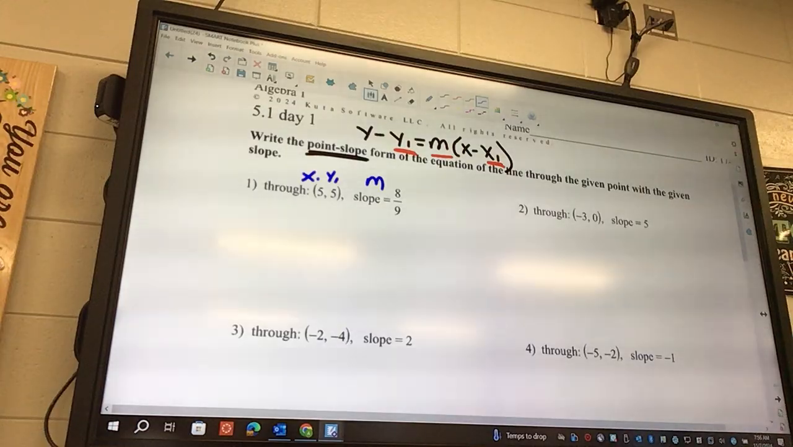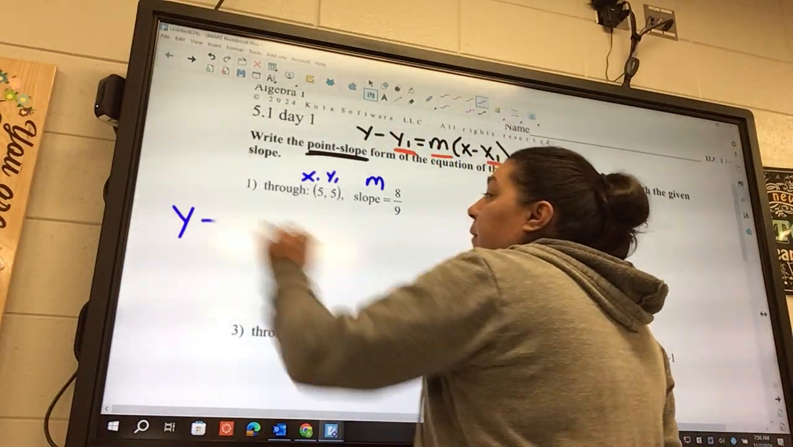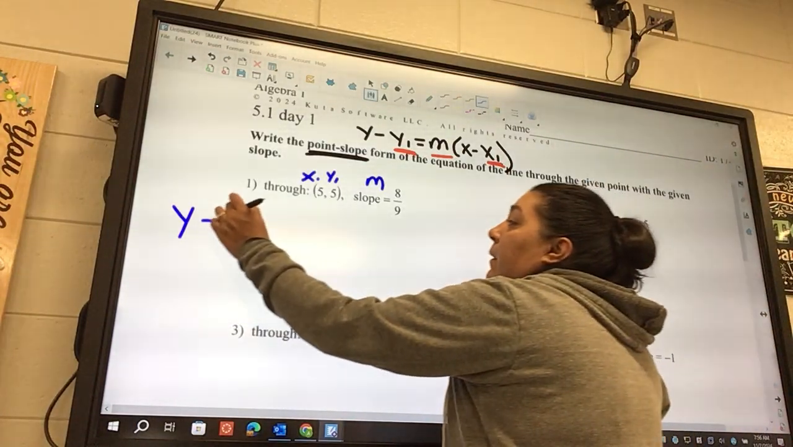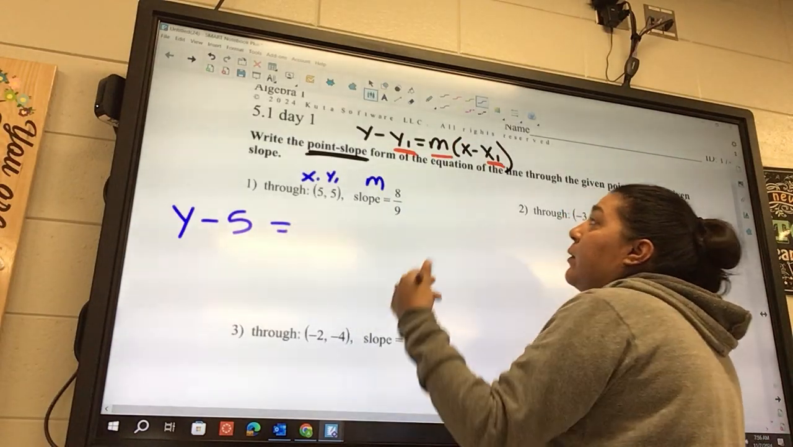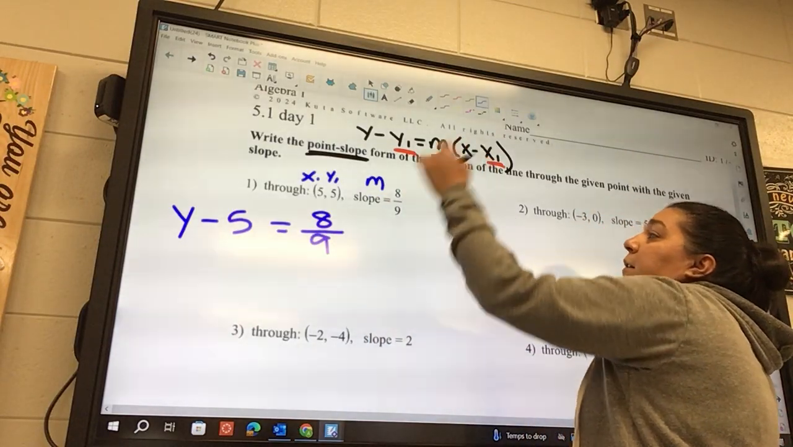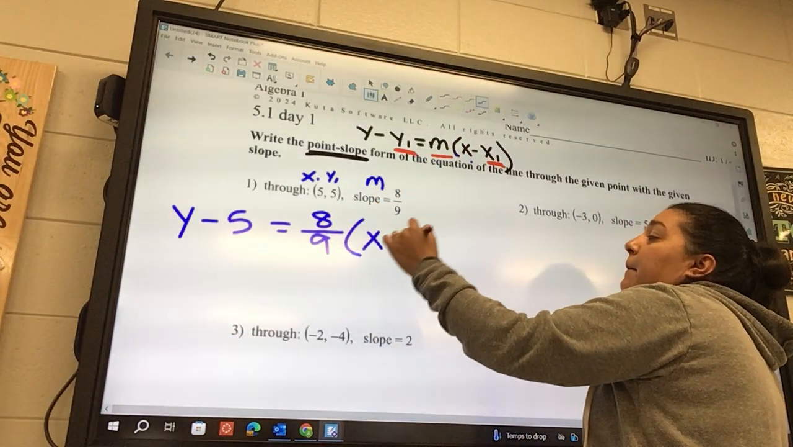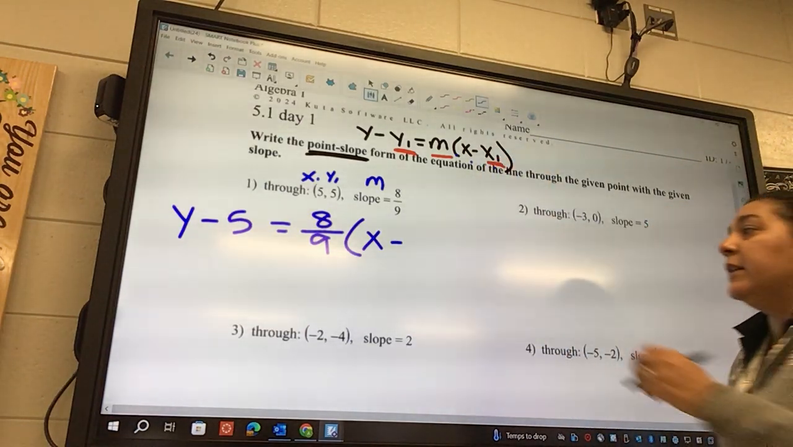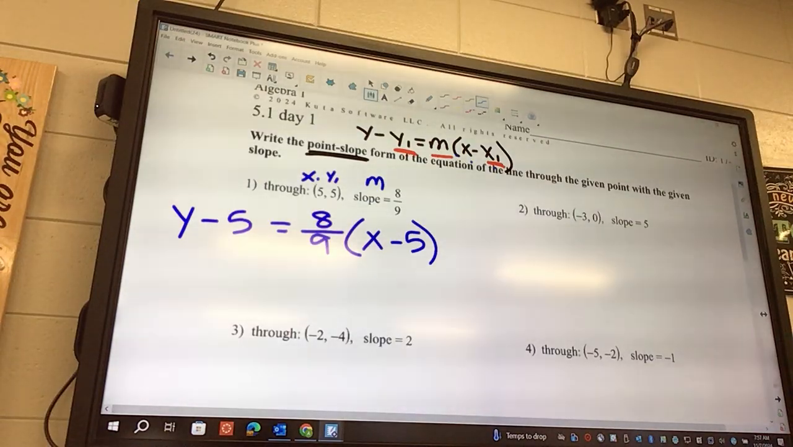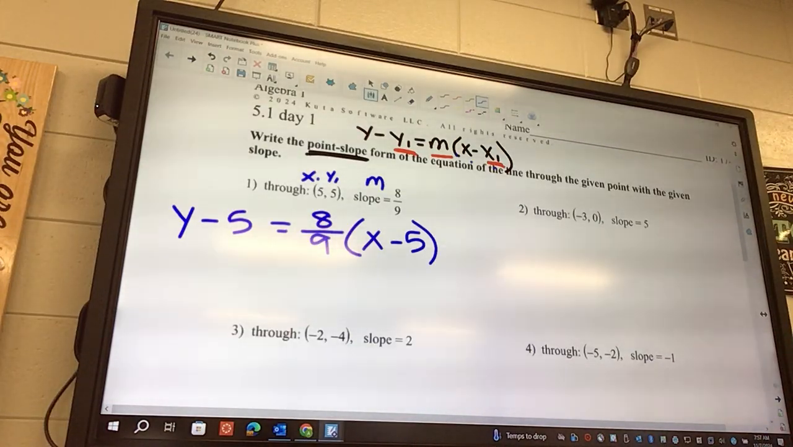So it's going to look like y minus, what did I label my y1 as? 5. And it says equals, so we put in equals. What is my m? 8 over 9. We have a parenthesis, x minus, what is my x1? It's 5, and we close the parenthesis. That's all we have to do? Yes and no, but yes. On the next one it is a little different, nothing crazy though. So that's it, then we wrote it in point slope form.